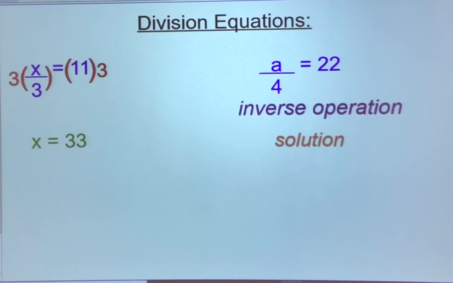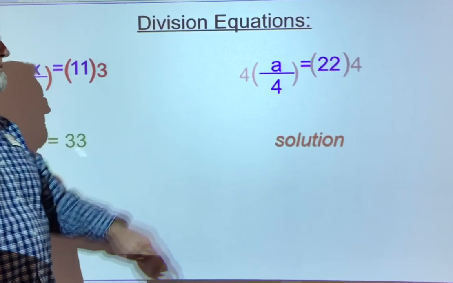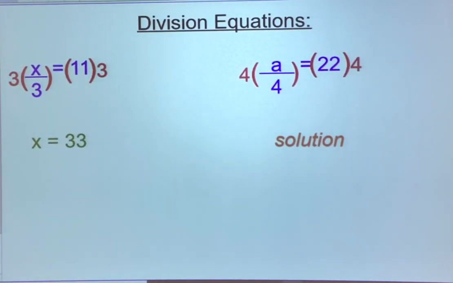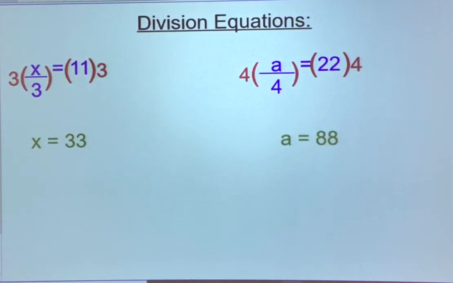On the example on the right, we have a over 4, which we remember means a divided by 4, is equal to 22. So the variable's not isolated, they're dividing it by 4, so we need to multiply both sides by 4. So our inverse operation is to multiply both sides by 4. Well, the 4's on the side with the variable cancel out, and we have a by itself. And then we have 22 times 4. Well, 22 times 4 is 88, so our solution to this would be a is equal to 88.